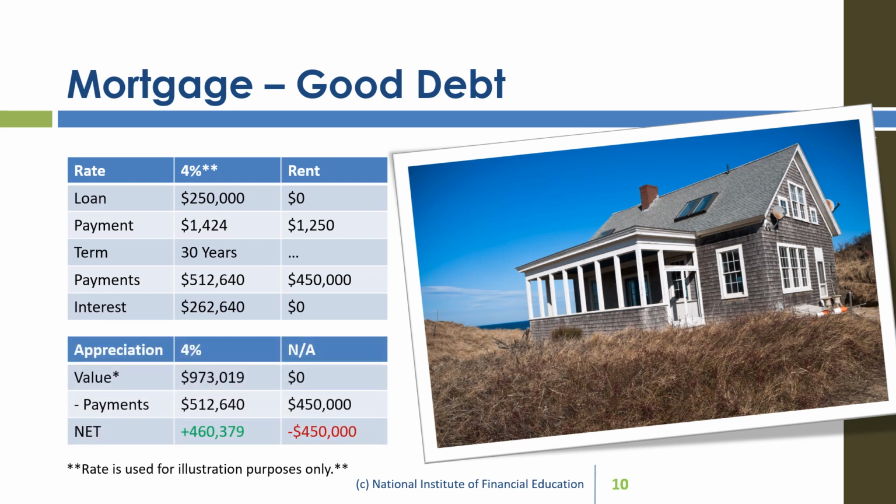Well, we're going to assume an appreciation rate of 4% as well. And on the home you own, you've made $512,640 in payments versus the $450,000 you made in rent payments. So it seems like you would have been $62,000 richer renting. But because you now own the home and it is now worth $973,000, your net on your balance sheet is $460,000 to the positive after you subtract the payments.